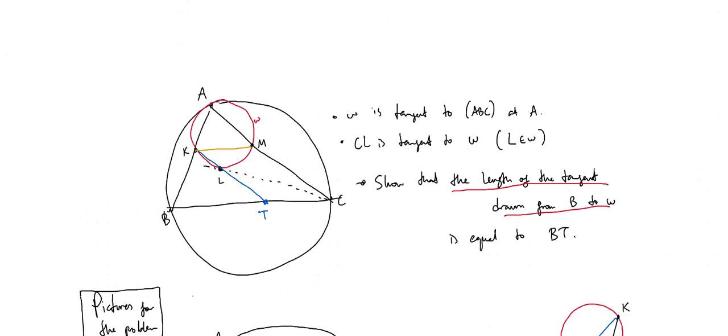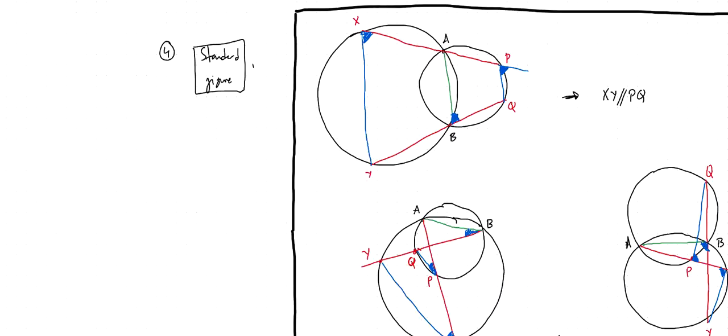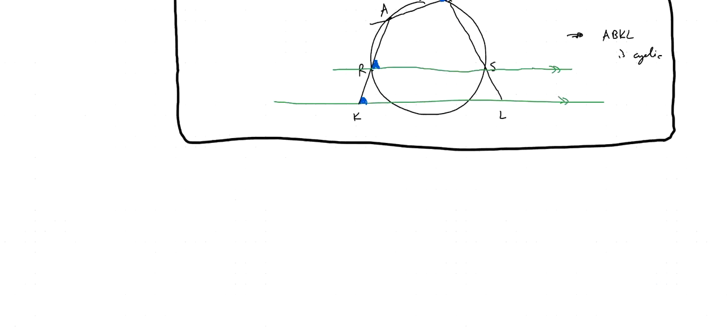To prove that ALTC is cyclic, what we can prove is that the angle ALK equals AMK, which is ACT. And this shows that ALTC is cyclic. Was this your angle chasing? Yeah, it's the same thing. I just used KL instead of AMK.